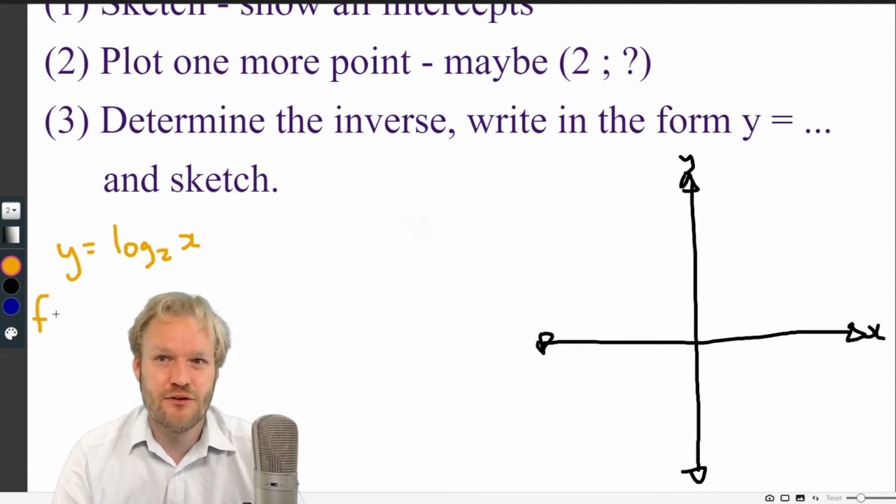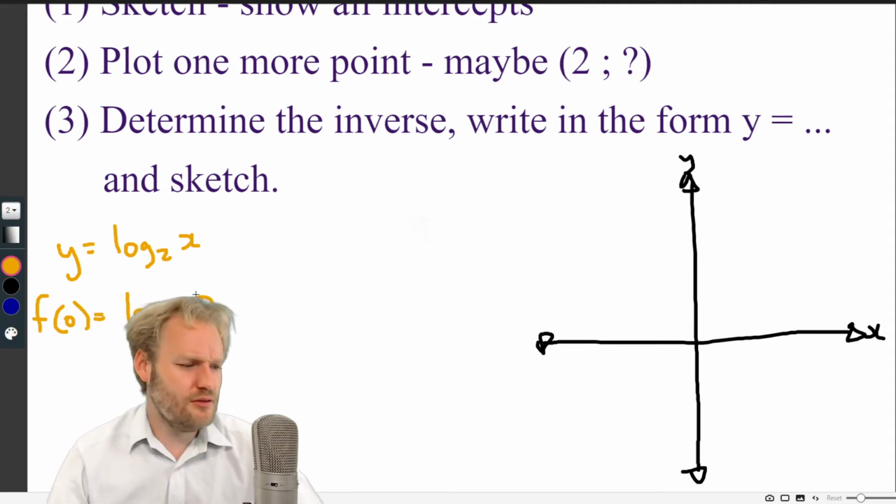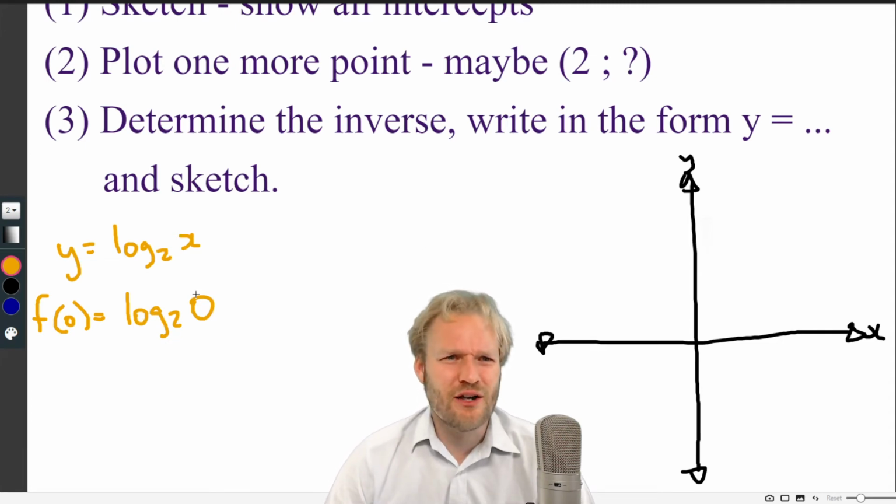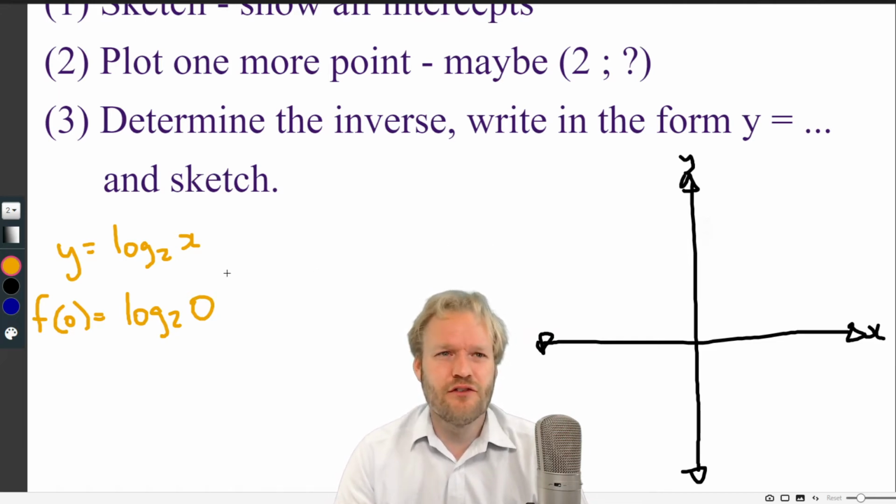For the y-intercept, we're going to go f of 0 equals log base 2 of 0. Now, apart from my head always being in the way, what's the issue with that? Why can't we take the log of 0? Well, we said in our definition of logs that x must be positive. So this clearly doesn't work. There isn't an input of 0.